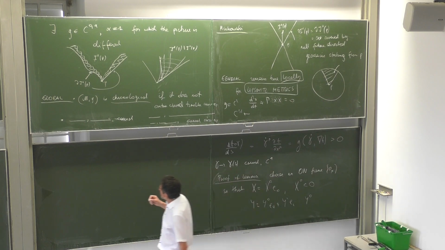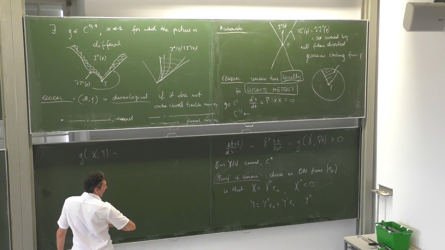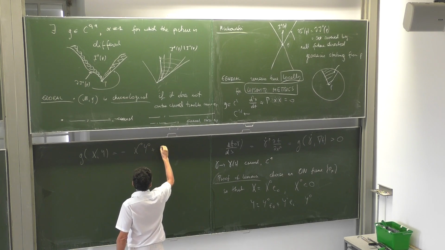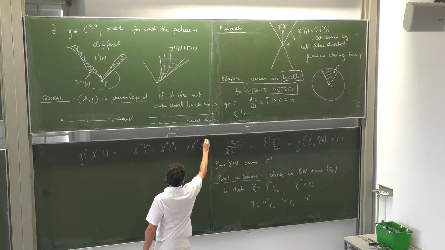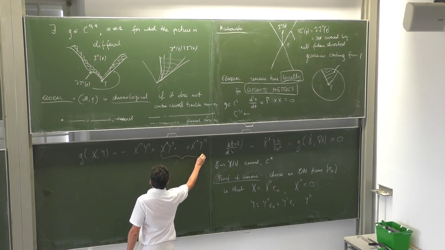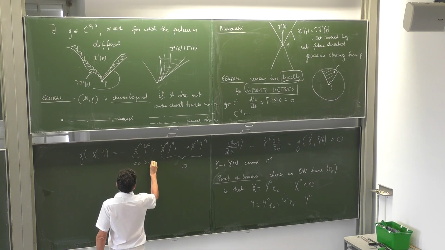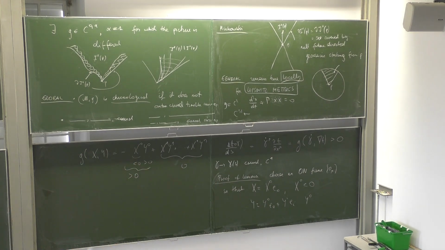And then I just take a scalar product, g of x, y. Well, this is an orthonormal frame, so this is just the same as the Minkowski scalar product, minus x0 y0 plus x1 y1 plus up to xn yn. My xi's are all 0, so this is 0. This is negative, this is positive, so this is all positive. Okay, good. So that's the time function story. It's a very simple observation.